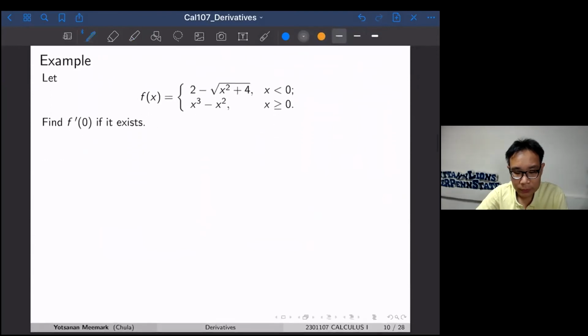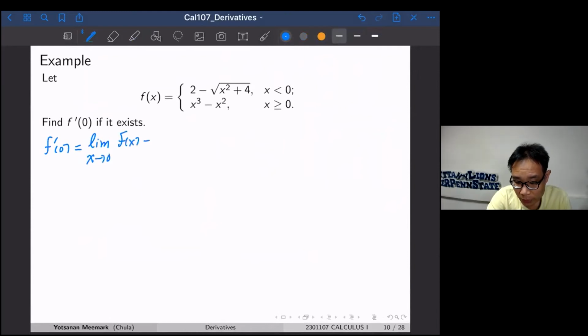For the next one, you have f(x) equal to 2 minus the square root of x squared plus 4 when x is less than or equal to 0, and f(x) equal to x cubed minus x squared when x is more than 0. And you'd like to find whether f prime of 0 exists. So for f prime of 0, it will be the limit as x goes to 0 of f(x) minus f(0) over x minus 0. And so in this case, it's going to be the limit as x goes to 0 of your f(x).